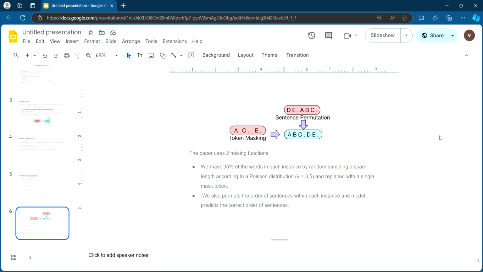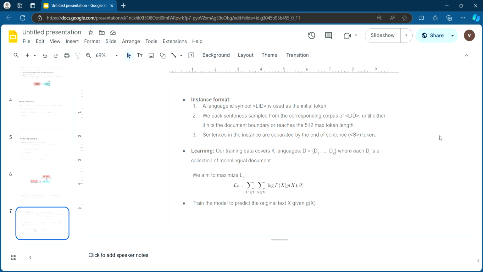The second one is masking. 35% of the words are masked by randomly sampling a span length with lambda equal to 3.5 from a Poisson distribution. So let's say the output comes out with 3. So 3 words would be removed from the sentence and a single mask token would be placed there.